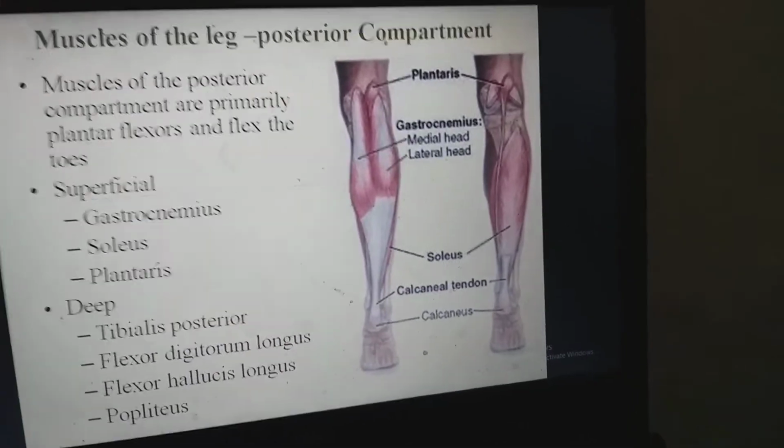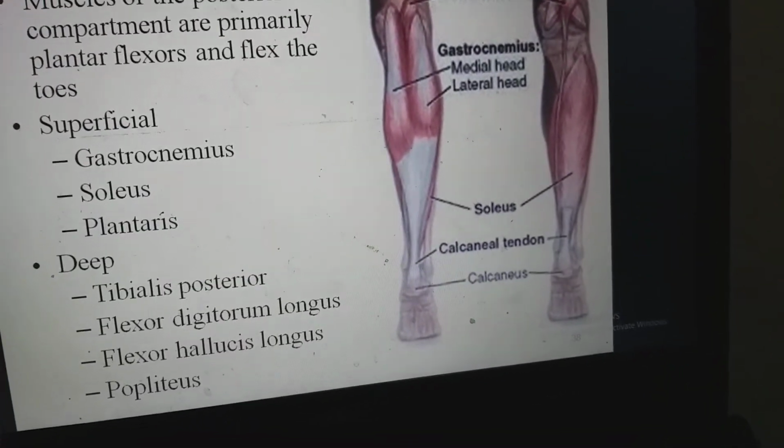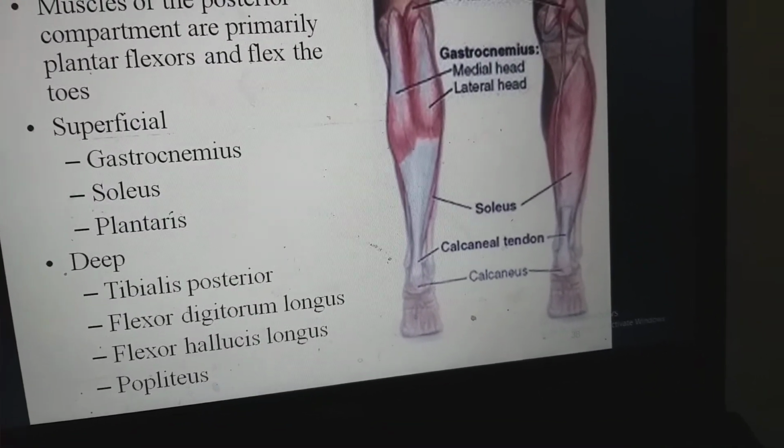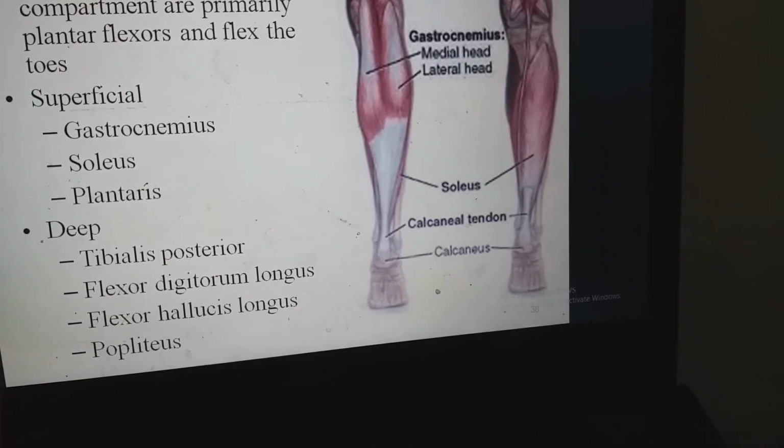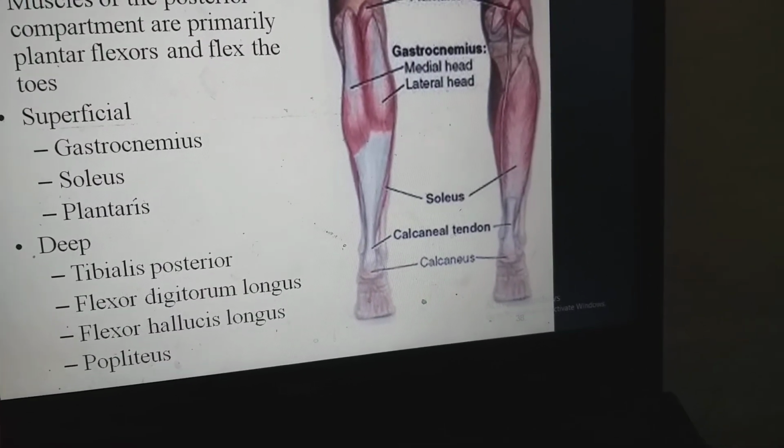Muscles of the posterior compartment are primarily plantar flexors and flex the toes. So posteriorly there are superficial muscles: gastrocnemius, soleus, and plantaris. The deep muscles: tibialis posterior, flexor digitorum longus, flexor hallucis longus, and the popliteus. So these are the muscles of the leg.